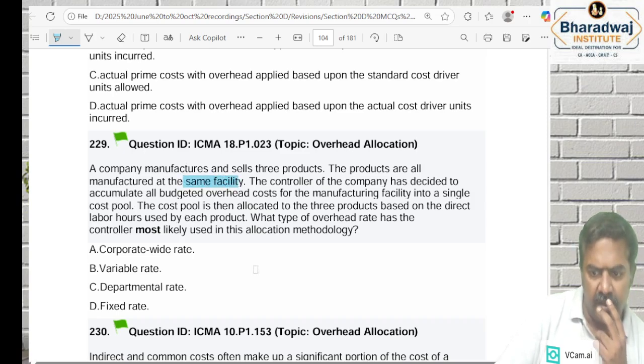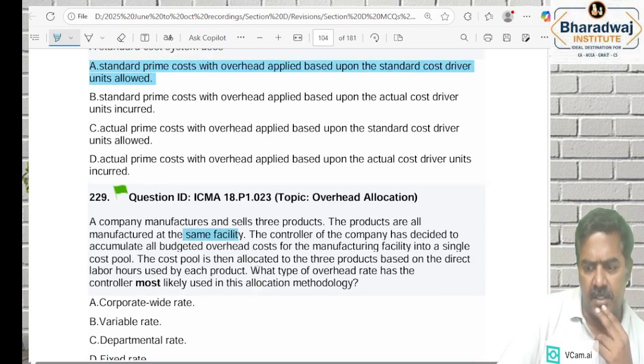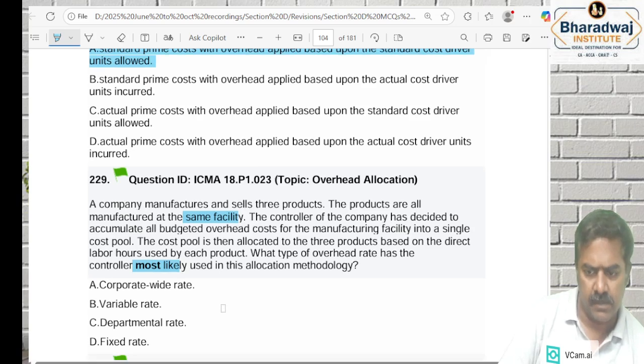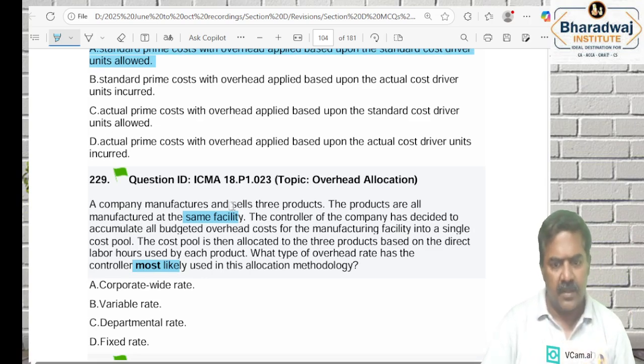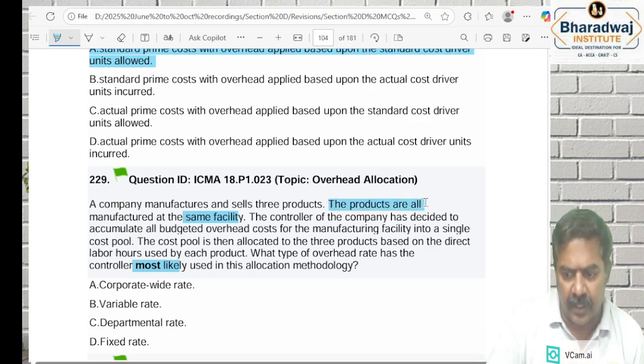The controller of the company has decided to accumulate budgeted overhead cost for the manufacturing facility into a single cost pool. The cost pool is then allocated to 3 products using direct labor hours of each product. Which type of overhead rate is most likely to be used? The products are all manufactured in the same facility.